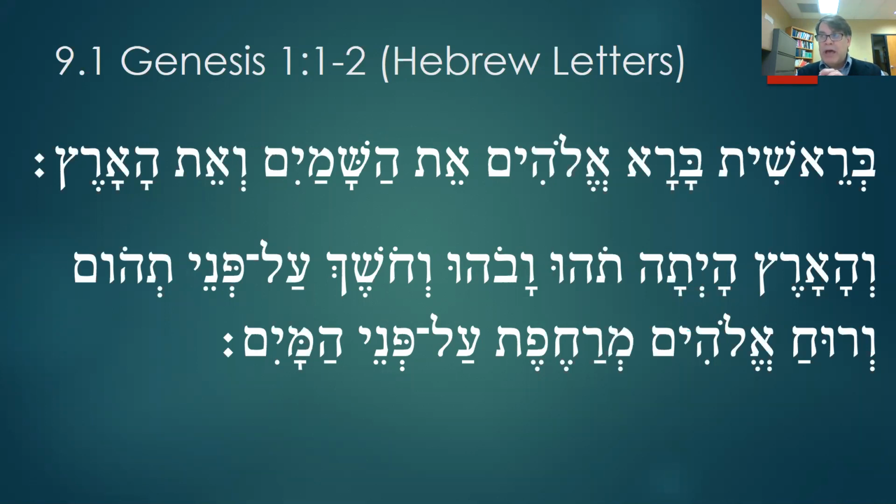Sometimes people have argued that this particular word bara is different from, say, asa, which is to do or to make. Of course, it is true that bara seems to be used strategically 3 times in Genesis 1. So there may be some special point about that. I'm getting ahead of myself, right? This is not interpretive. We're doing the letters.